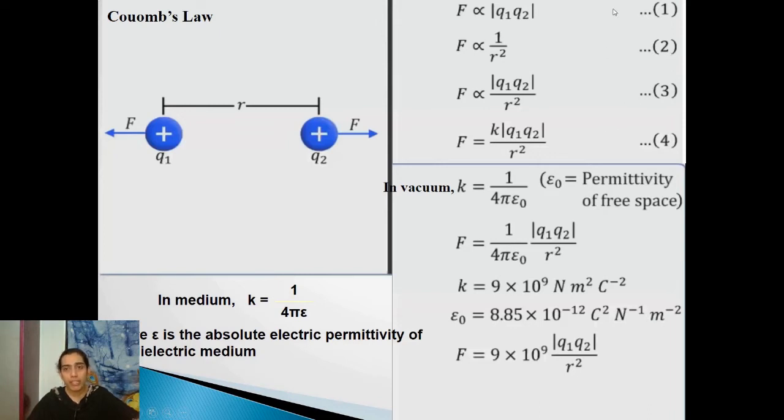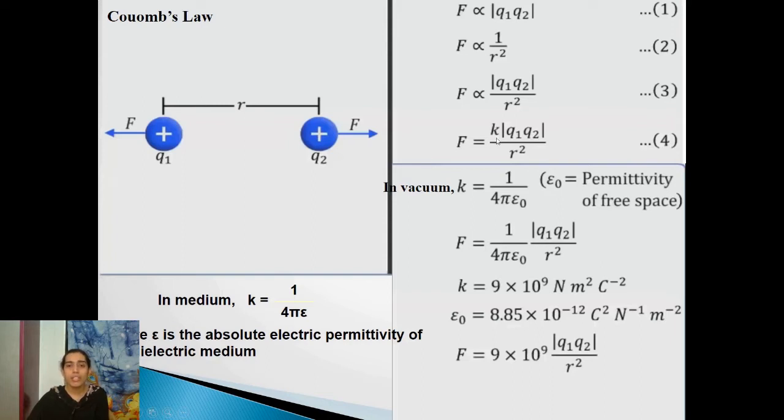Now when we combine equation number 1 and equation 2, we can write F is proportional to the magnitude of Q1 and Q2 divided by r square. Let us consider this as equation number 3. Now if we remove this proportionality, the equation becomes F equals K into modulus of Q1 Q2 divided by r square. Let us consider this as equation number 4.